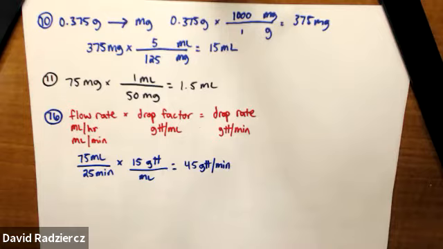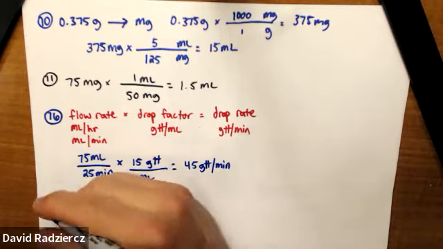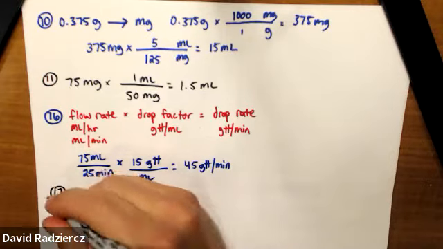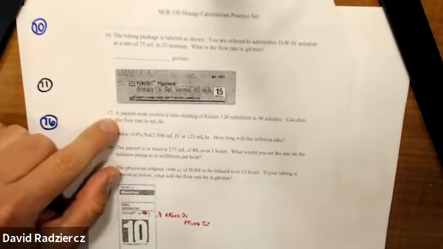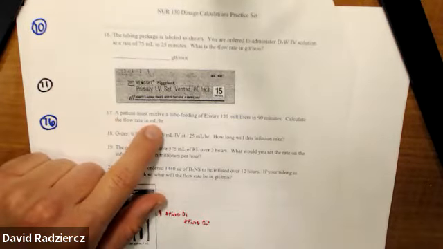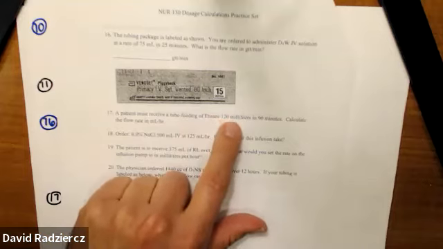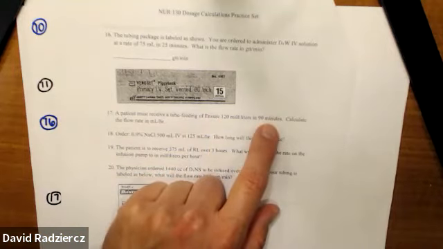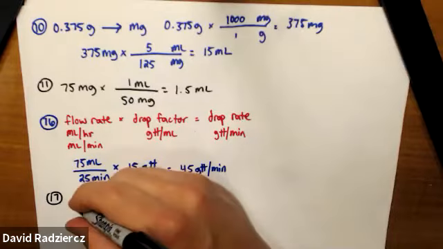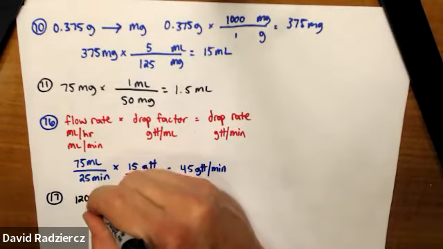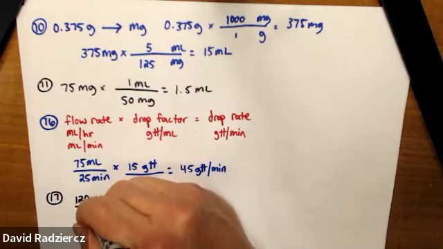Let's look at 17. So 17 is not a drop rate question. 17 is another flow rate question where we're calculating milliliters per hour, but they give it to us in milliliters per minute. So what are we going to do? We're going to convert minutes to hours. So 120 milliliters, 90 minutes.